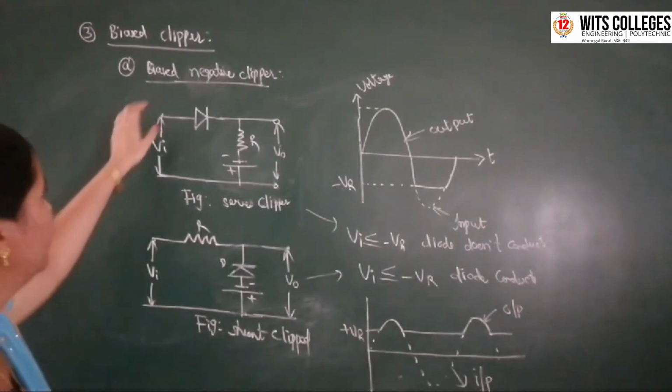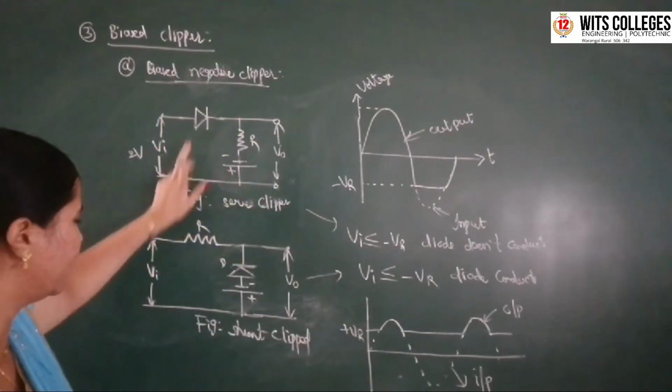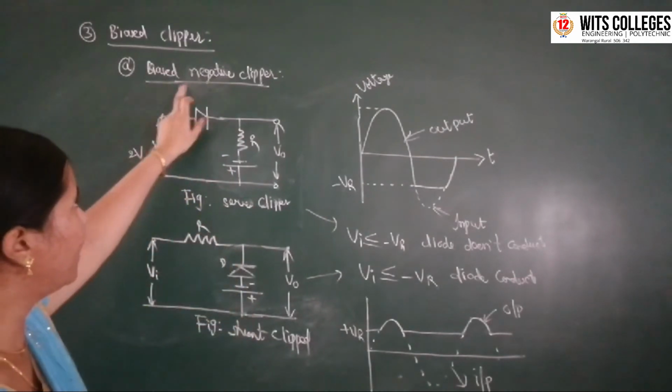Coming to the next one, the biased negative clipper. This is the circuit diagram of the series biased negative clipper, and this is the shunt biased negative clipper.